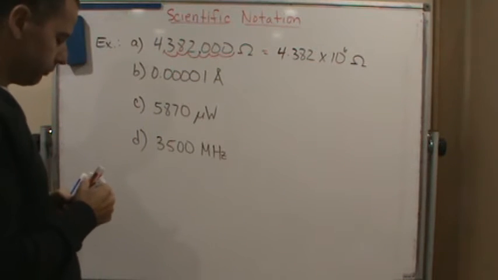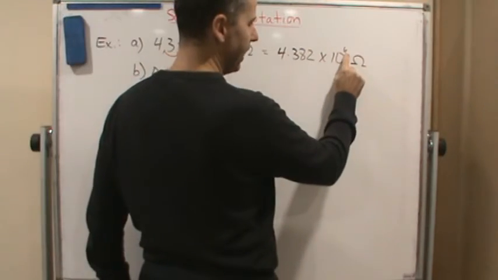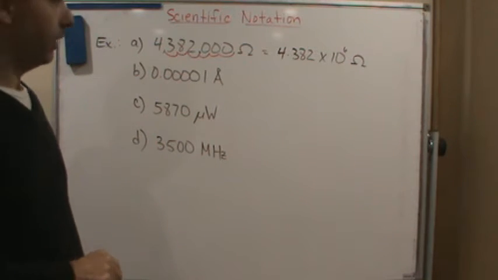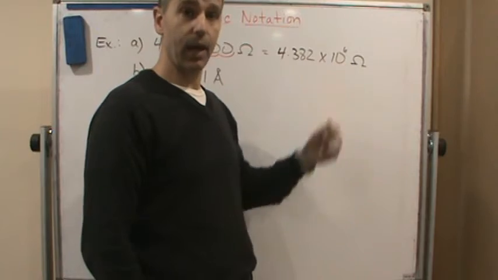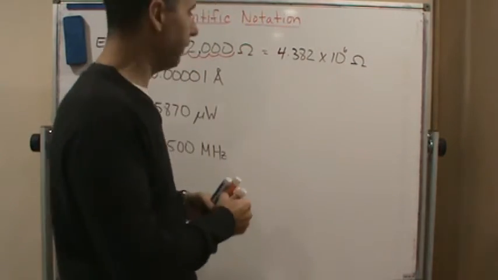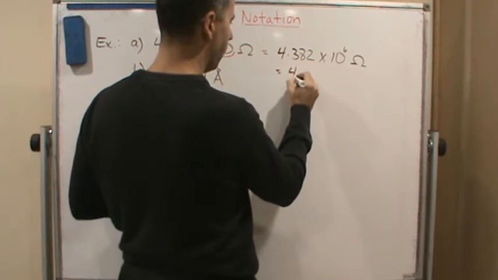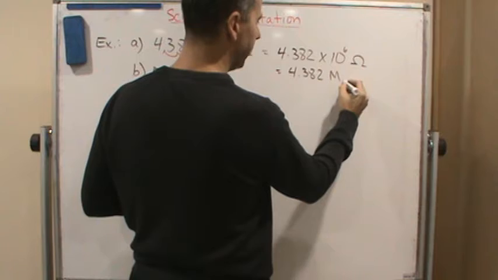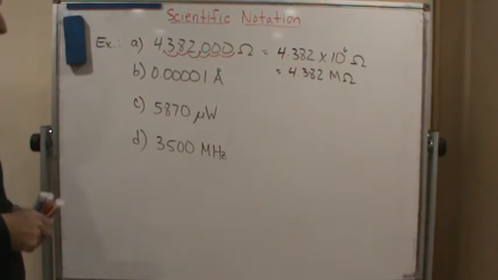Now, because this is a power of 6, that puts me in the millions. And so what prefix represents millions? Mega. Okay? So this is equal to 4.382 mega ohms. And that's the answer.